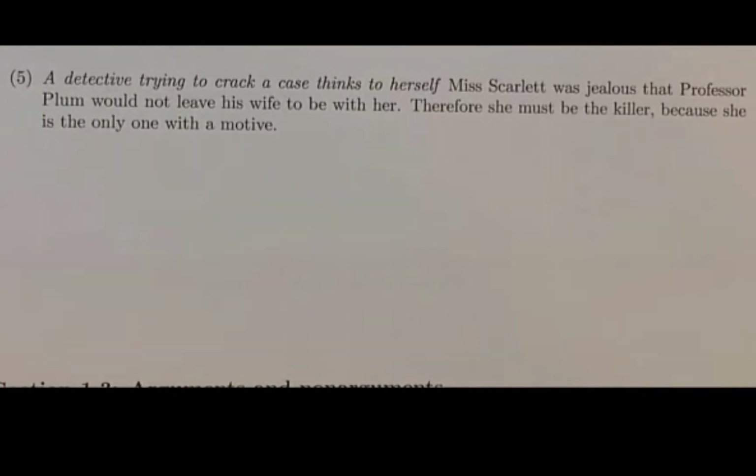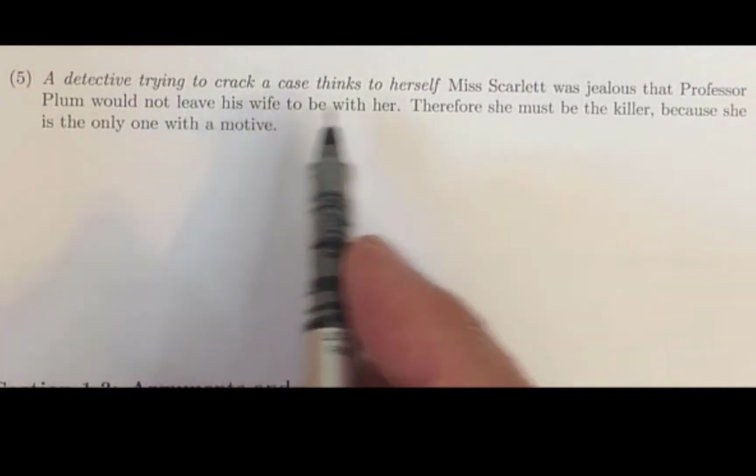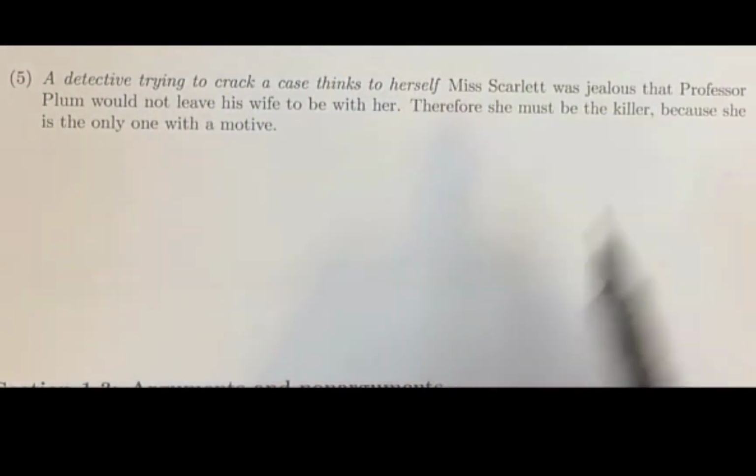Okay, I'm going to skip ahead to the last exercise in this set just to give you a sense of the different places that a conclusion can occur in an English passage. So here, a detective is trying to crack a case, and they think to themselves. This is a case of internal reasoning. It's also another example from Clue.